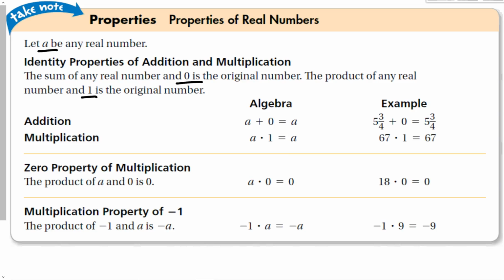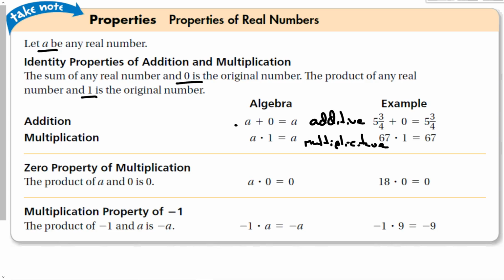They have fancy names. Addition, right? We have a plus 0 is equal to a. This is the additive identity, right? A times 1 is equal to a. That is called the multiplicative identity. So both of those numbers are very important. 0 for addition, 1 for multiplication. And we're going to use those a lot for all sorts of different things.